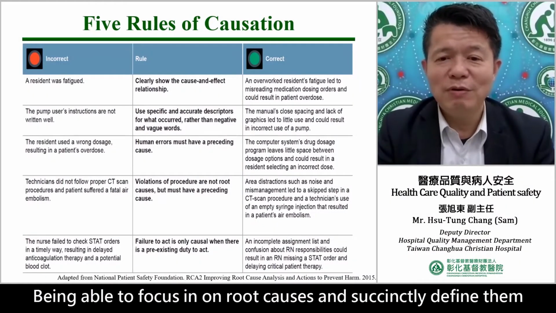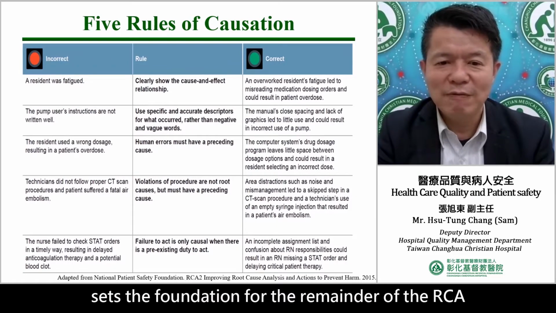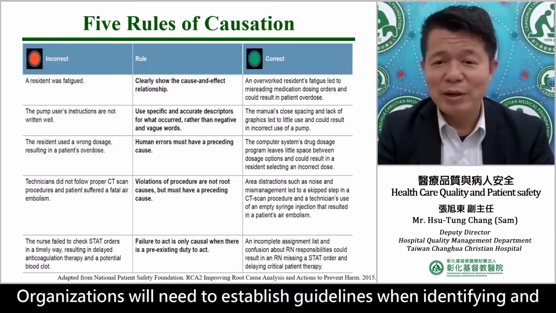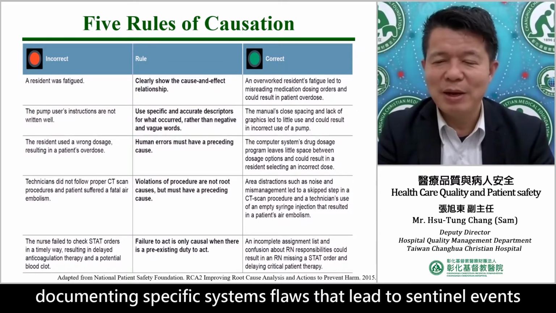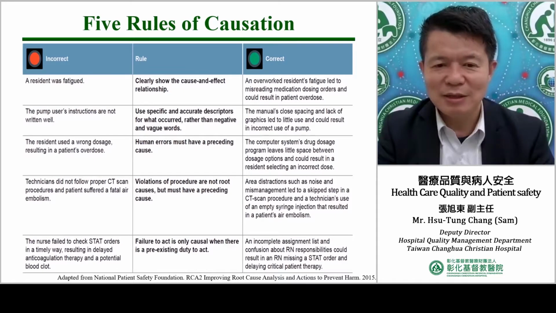Being able to focus on root causes and succinctly define them sets the foundation for the remainder of the root cause analysis. Organizations will need to establish guidelines when identifying and documenting specific system flaws that lead to sentinel events. The five rules of causation capture root causes in their documented analysis.